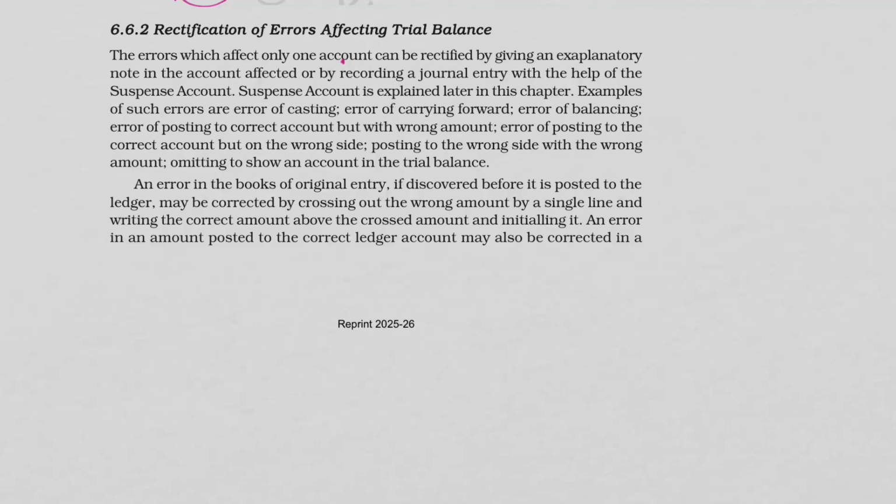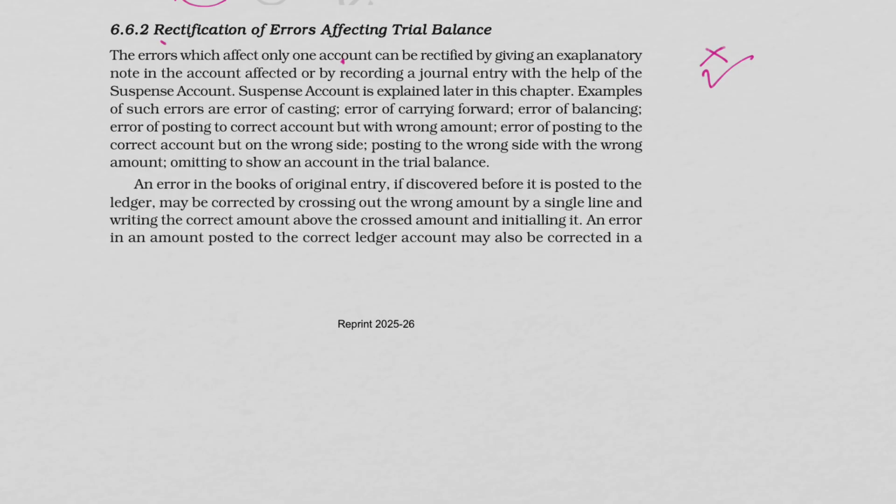Okay, so till now we have studied that some errors do not affect the trial balance, some errors do affect the trial balance, and when errors affect the trial balance, it will not agree. In such a situation, the accountant temporarily makes the trial balance agree by opening a special account which is called the suspense account. Next, we're going to understand the rectification of errors affecting trial balance. We'll understand one-sided errors, suspense account, as well as rectification entries using suspense account.